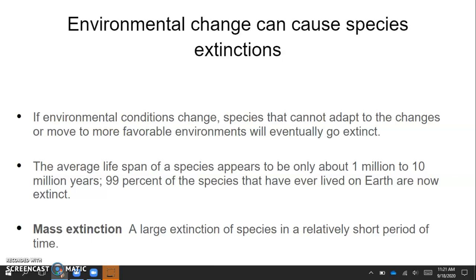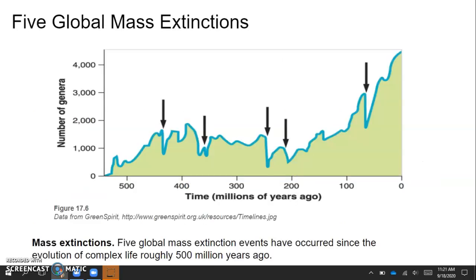And we have experienced several mass extinctions, which are large extinctions of species in a relatively short period of time. There have been 5 global mass extinctions, and in our previous lesson we talked about how scientists think we're in the middle of a 6th one, and a lot of that is driven by humans altering the environment. With our global warming and our continued combustion of fossil fuels, we are driving a very increased extinction of organisms.